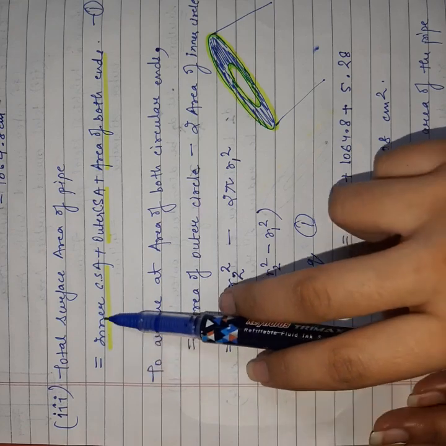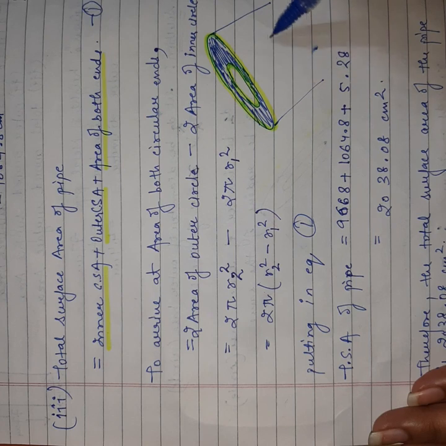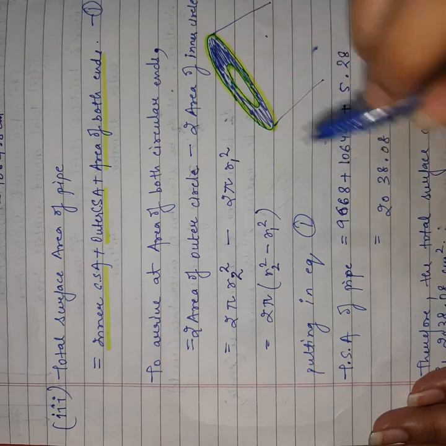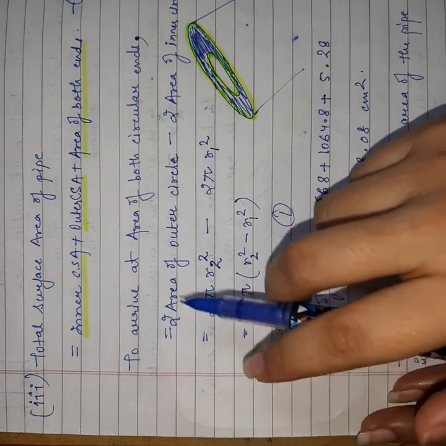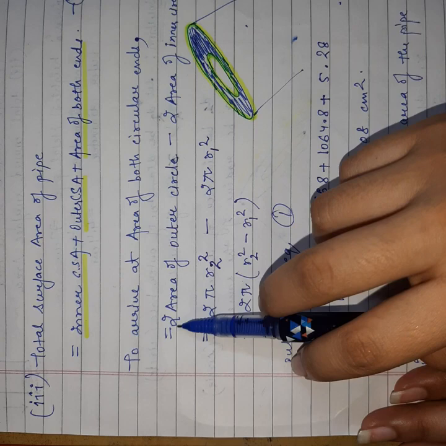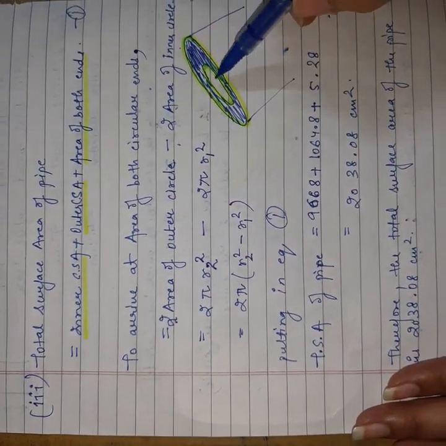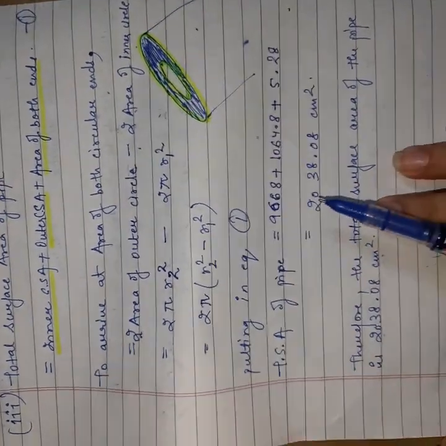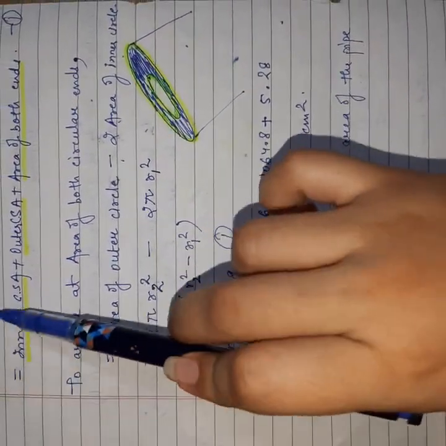So for that, we will first find the inner curved surface area, then the outer curved surface area, and to find the area of this region, we are required to subtract the area of the two bases. That will be 2 times the area of the outer circle, because we have 2 bases, minus 2 times the area of the inner circle, because of the same reason, having 2 bases.